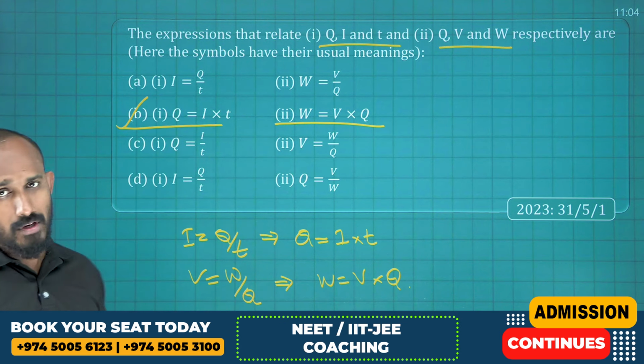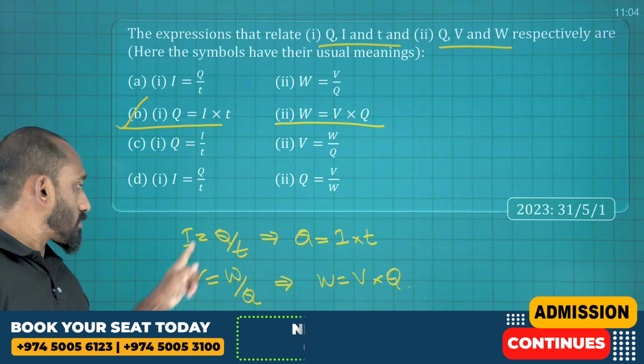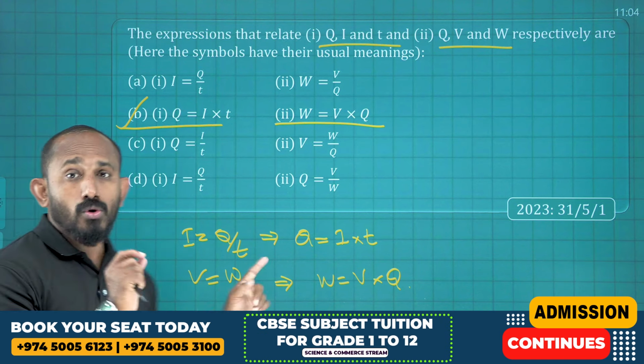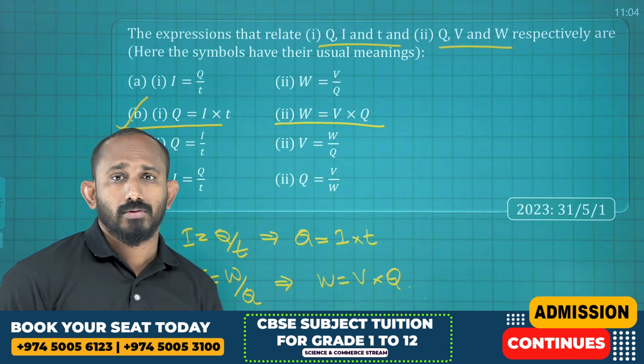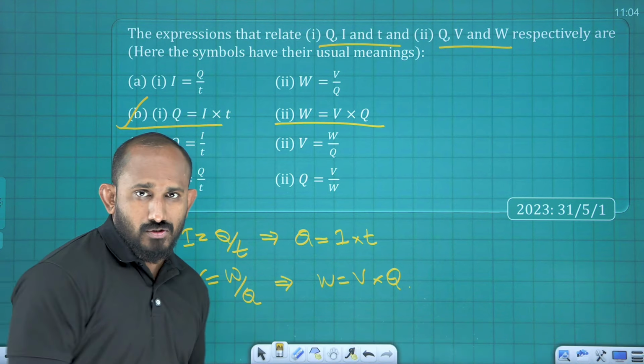In the alteration form, you have to get it. Basic equations you should know: I is equal to Q by T and V is equal to W by Q. You should be thorough about that. Let's see the next question.